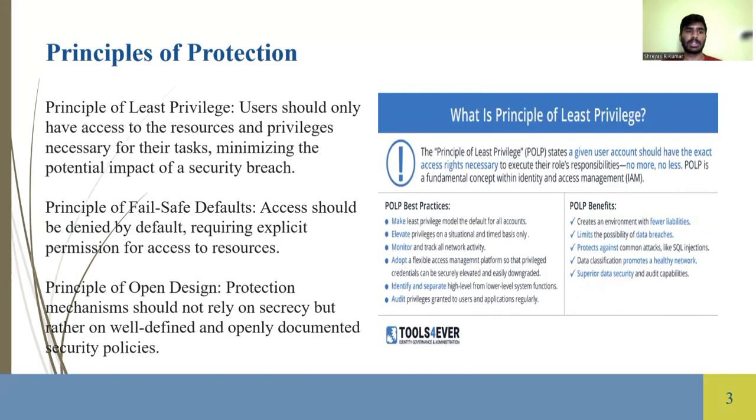Now let's see the principles of protection. Principle of least privilege: users should only have access to the resources and privileges necessary for their tasks, minimizing the potential impact of a security breach. Principle of fail-safe defaults: access should be denied by default, requiring explicit permission for access to resources. Principle of open design: protection mechanisms should not rely on secrecy, but rather on well-defined and openly documented security policies.